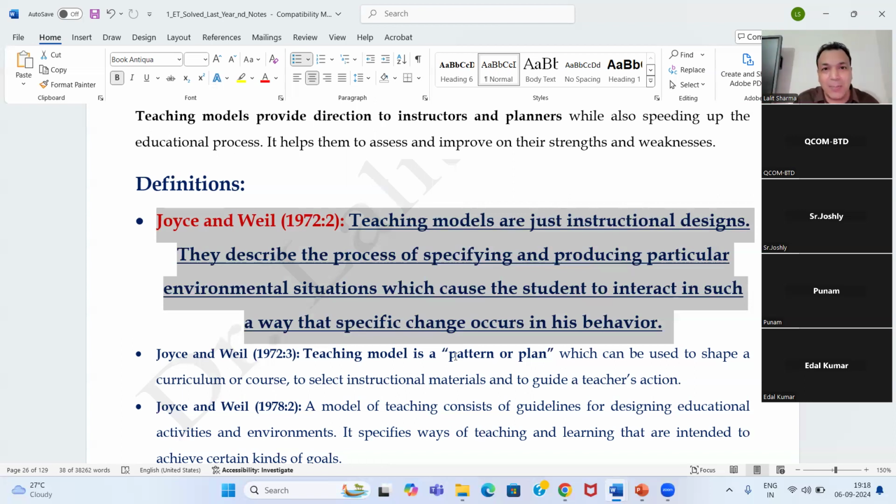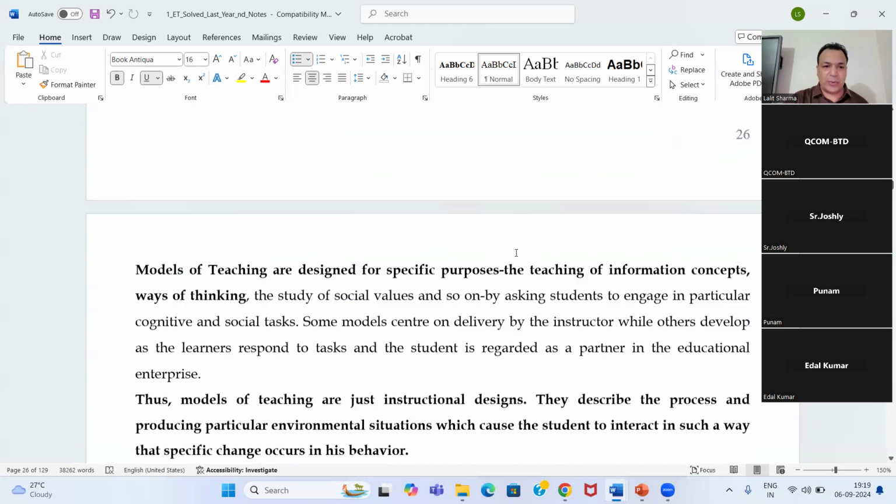Again, one point has come. Teaching means, as I have already said, to know the student, and the second point should be to cause to learn. This is teaching. Being a teacher, you should have the knowledge, you should actually cause the student to learn, which causes the student to interact in such a way that specific change occurs in his behavior. Got it?